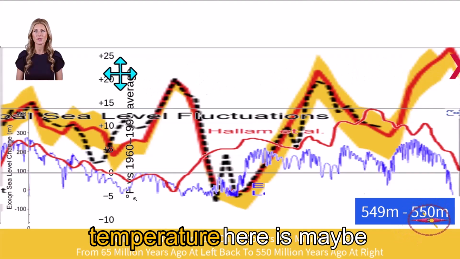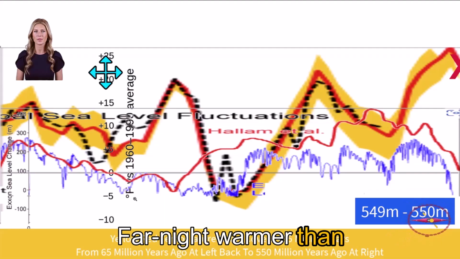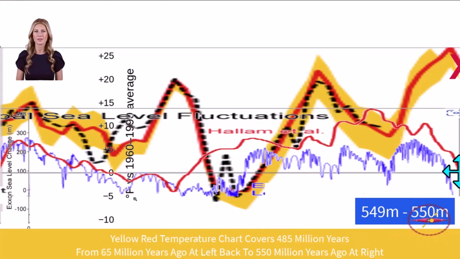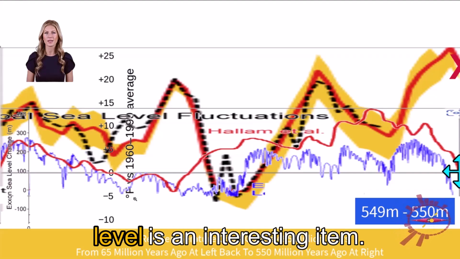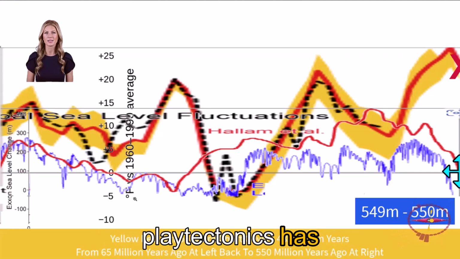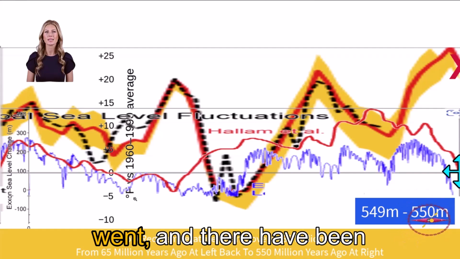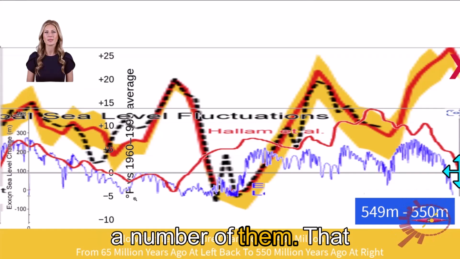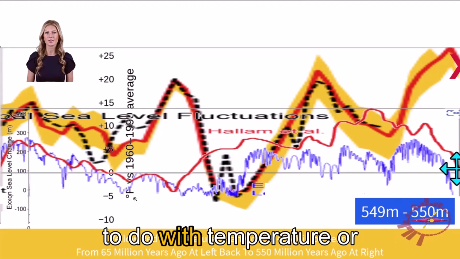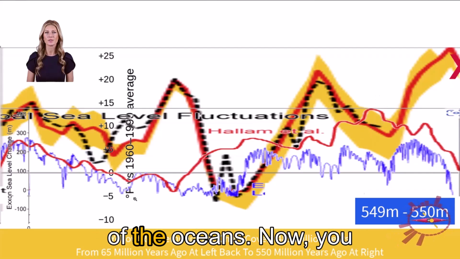Again, note that the temperature here is maybe 22 degrees Fahrenheit warmer than today. Sea level is shown at 100 meters above today's level. Now, I'll point out that sea level is an interesting item. It changes dramatically as plate tectonics has rearranged the land masses of the Earth, as supercontinents came and went, and there have been a number of them. That change alone would change the sea level, and those changes had nothing to do with temperature or CO2. They just had to do with physical configuration of the oceans.